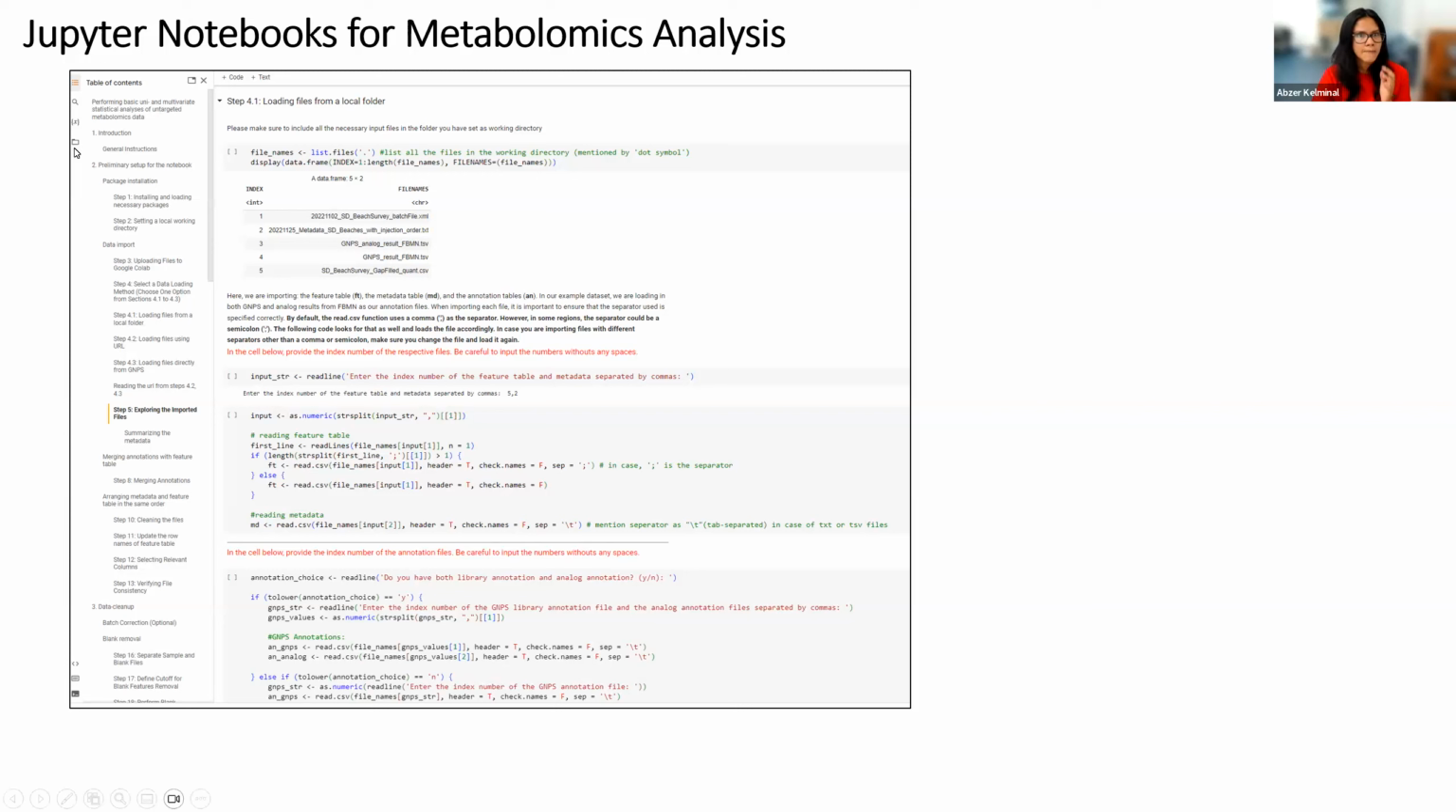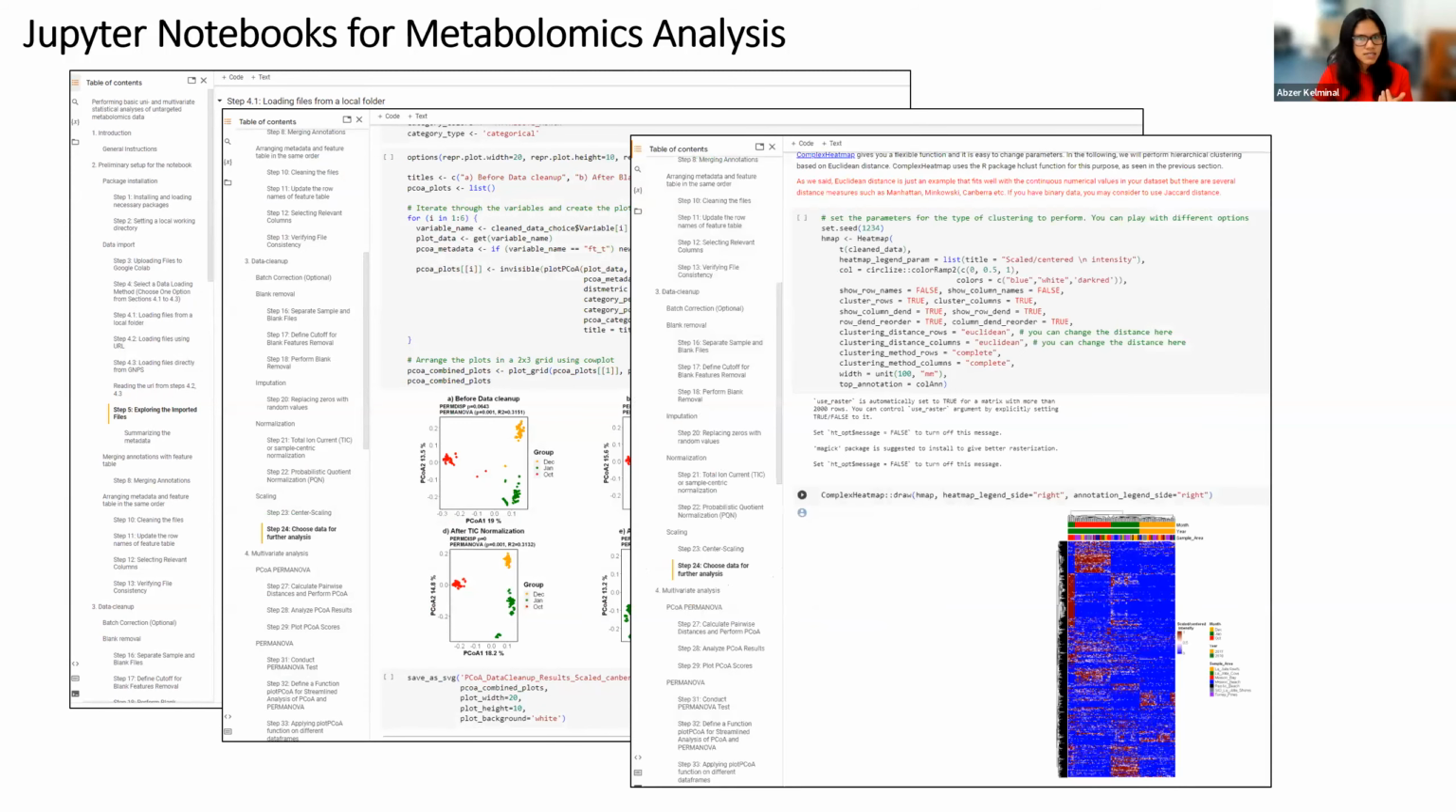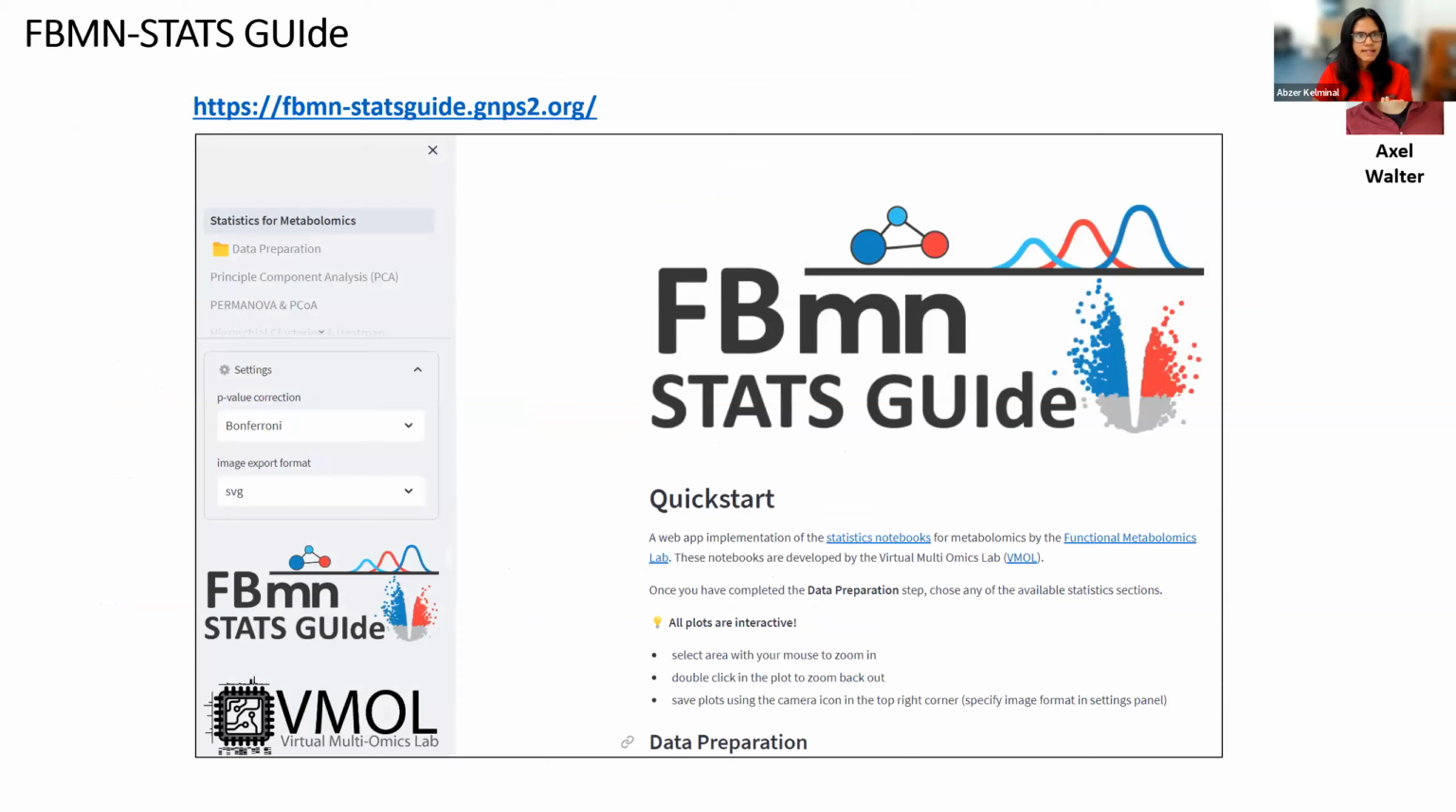As you can see here, this is from the R notebook that we have provided in this protocol. You can see it is nicely structured step by step, where you have to provide inputs and what sort of outputs you would get for each step. And these are some example figures from the notebook, where you can see the PCoA after each step, or a heat map. And with this, I also move on to the FBMN-STATS guide.